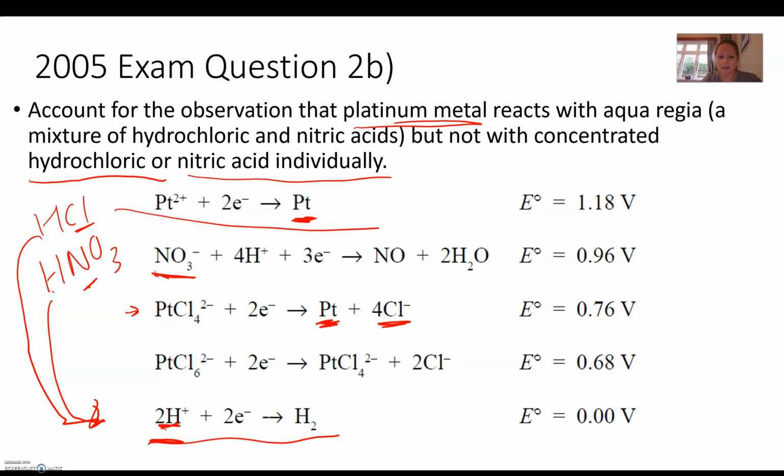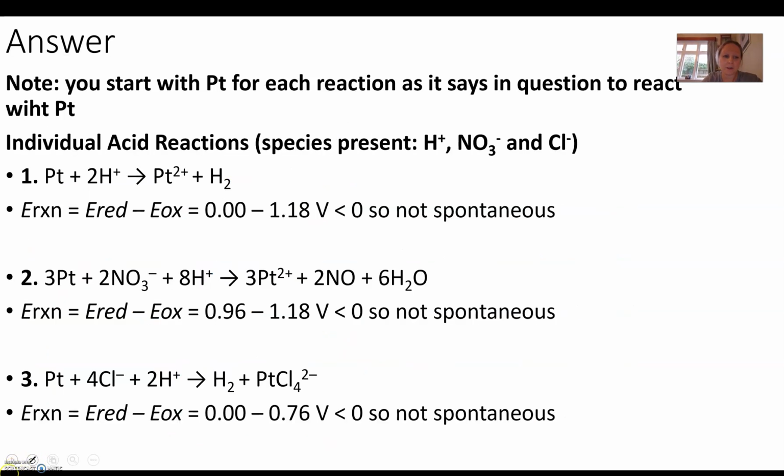But I'll show you my answer, so hopefully it makes a bit more sense. But that's the process that you need to do, is you have to read the question. It says platinum metal, there's only two reactions with just platinum metal in it. You know that they have to be getting oxidized if you're starting with platinum metal, and that kind of feeds you through to the response.